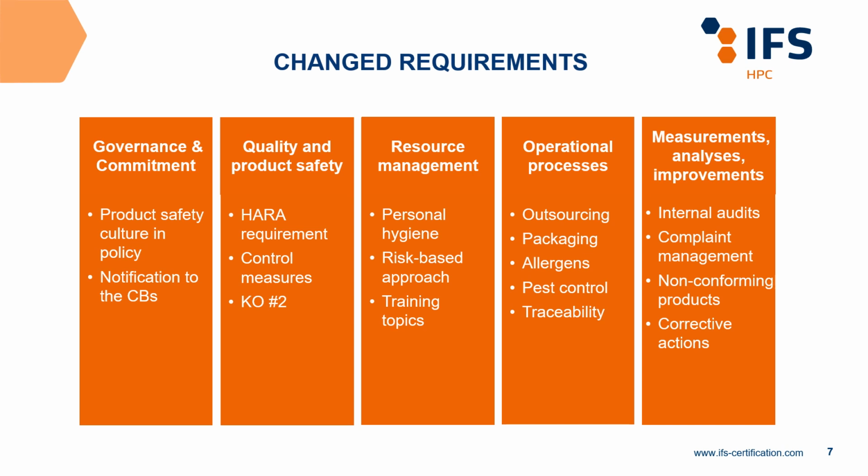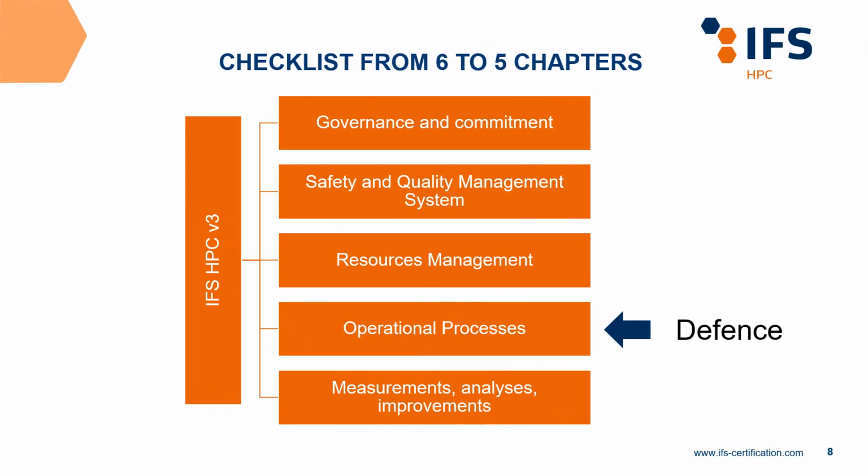In the Measurements, Analysis, Improvement section, the period of internal audits is explained. Management of complaints and non-conforming products is further clarified. Corrective actions, corrections, and the corrective action plan are defined. The checklist is reduced from 6 chapters to 5 as defense is now added to Chapter 4. There are 16 fewer total requirements in version 3, resulting in a reduction from 252 to 236 requirements. A comparison document detailing the changes for each requirement is available for download on the IFS website.